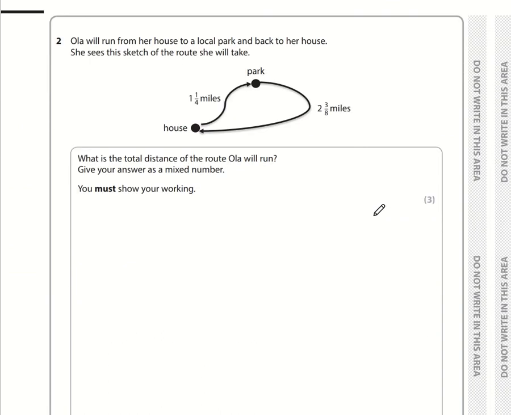Right, let's move on to question number 2. So Ola will run from her house to a local park and back to her house. So this is the route she takes. So it's 1 1/4 miles plus 2 3/8 miles.